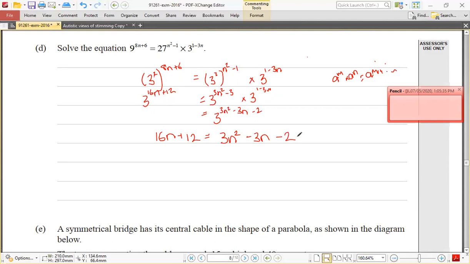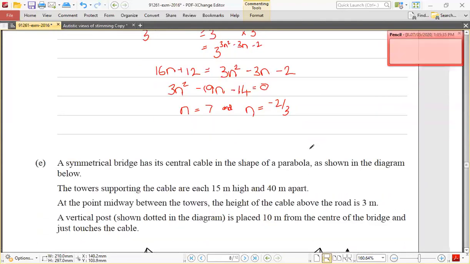So how do we solve that? Put it all on the same side. We're just solving a quadratic. You got it. And then you stick it in your calculator and you get n equals 7 and n equals negative 2/3. We good? Yep. Cool.